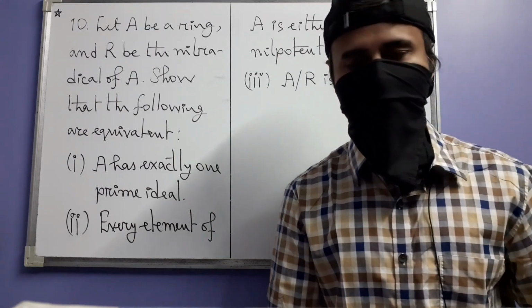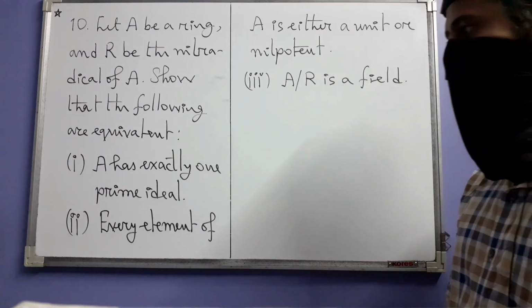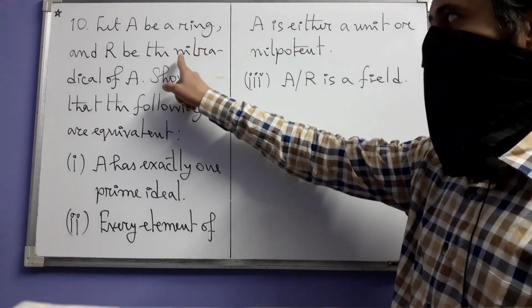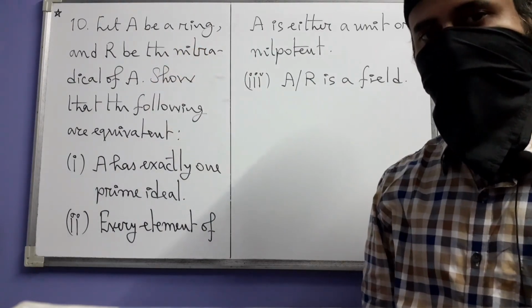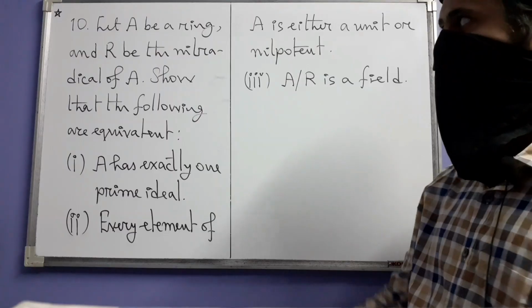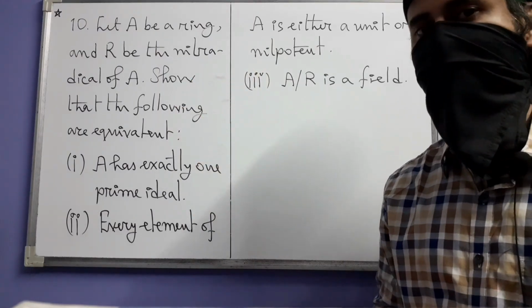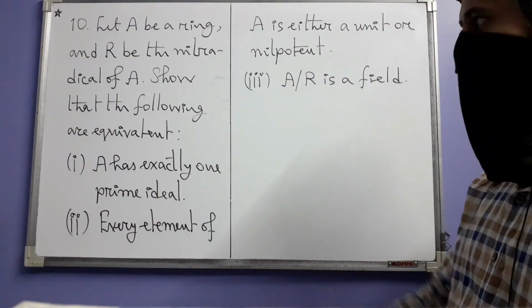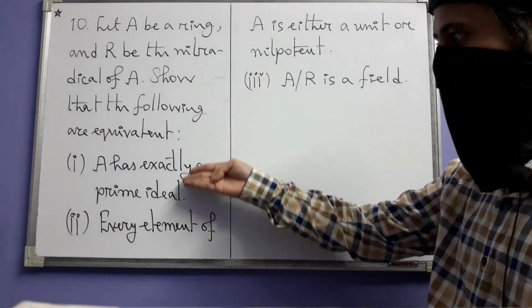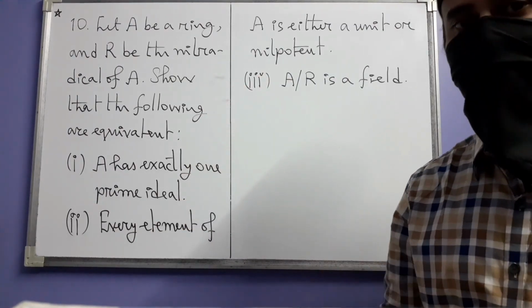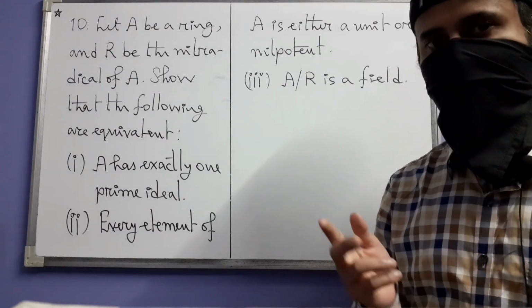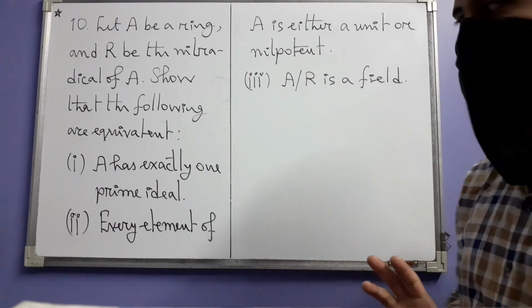Let's next solve number 10. So what does it have? Let A be a ring and R be the nil radical of A. That means R is the ideal consisting of all the nilpotent elements of A. Then we have to show that the following three statements are equivalent to one another. If any one of them is true, then the other two are also true.